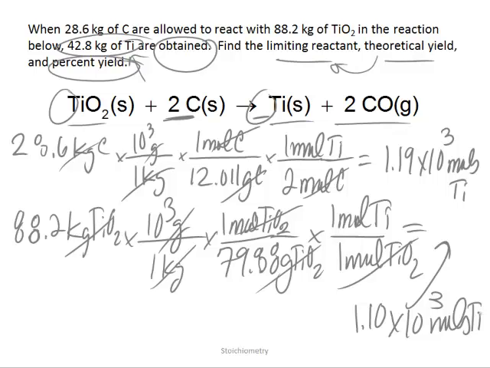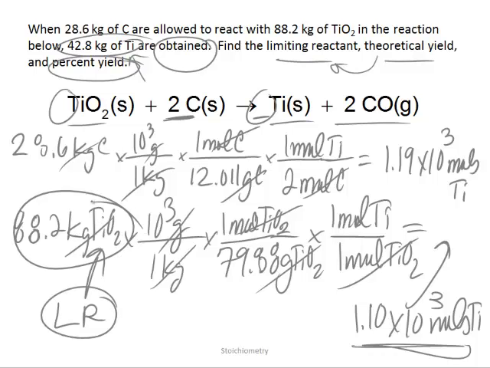Okay, so which is our limiting reactant? That's always going to produce the smallest amount. Our smallest amount is 1.10 times 10^3 moles of titanium. Once we make that amount of moles of titanium, we're going to run out of titanium oxide, TiO2. So that is our limiting reactant, TiO2. This really is our theoretical yield in moles. Of course, because we've got our actual yield in kilograms, we're going to convert to kilograms. But theoretical yield just refers to the amount, so that's fine to report it as theoretical yield in moles unless it asks for something else.